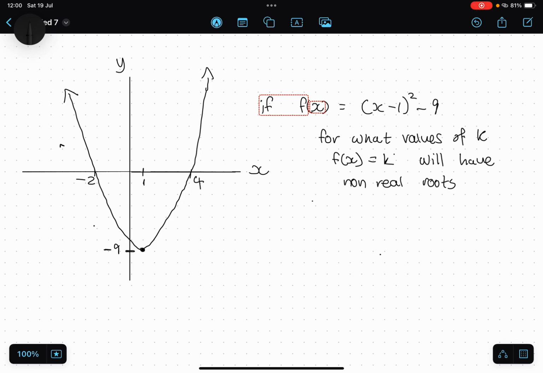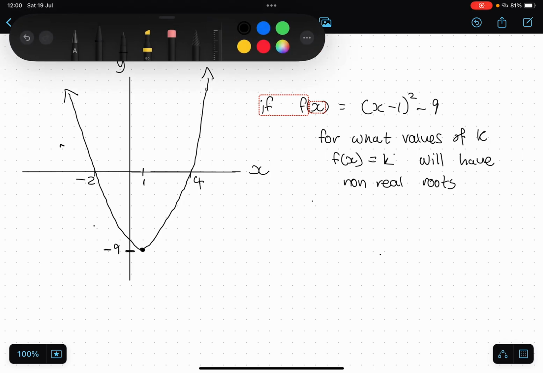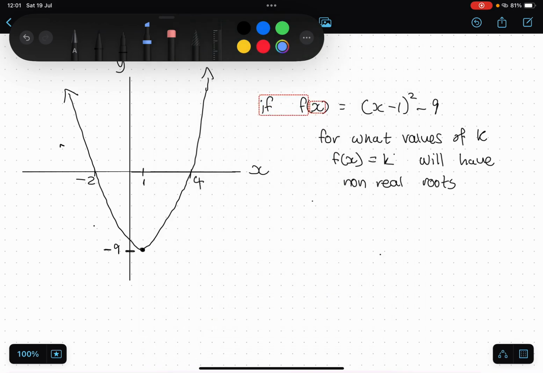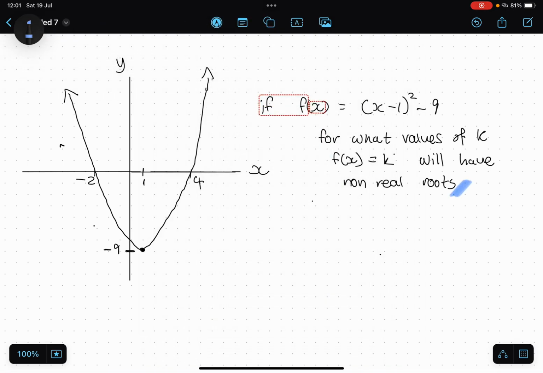Now this is important. You always need to highlight what they're asking you. Otherwise, you're going to get confused. So you need to make sure you understand the first thing is what are they asking you? They're asking you for what values of k will this equation become something that has non-real roots.